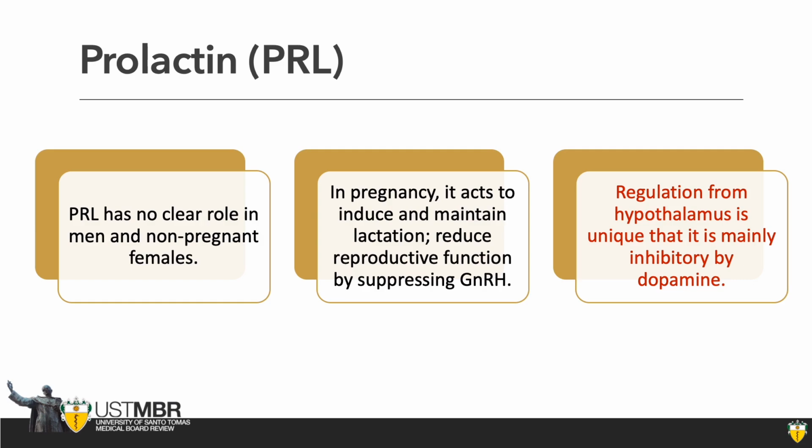So for all the other remaining anterior pituitary hormones, the influence from the hypothalamus is a stimulatory one. This is one exception. Prolactin is inhibited by dopamine from the hypothalamus. That's why dopamine antagonists can cause prolactin to go up. The treatment for hyperprolactinemia is a dopamine agonist.